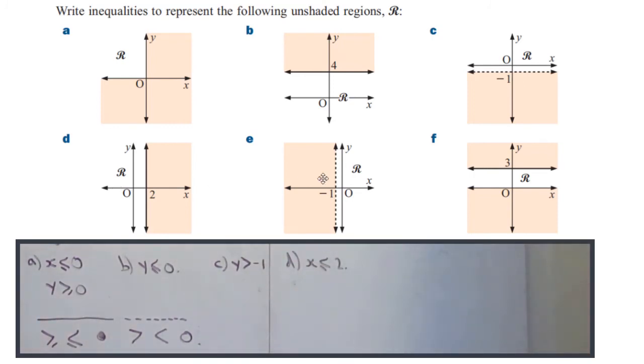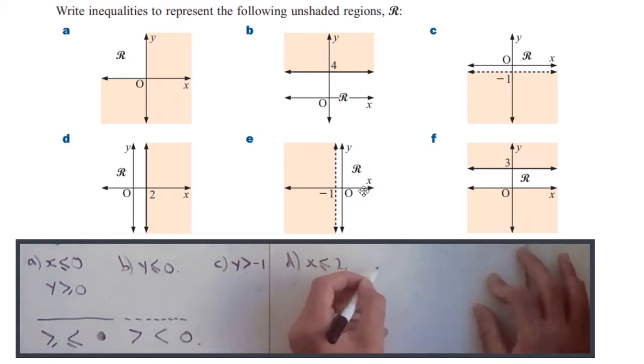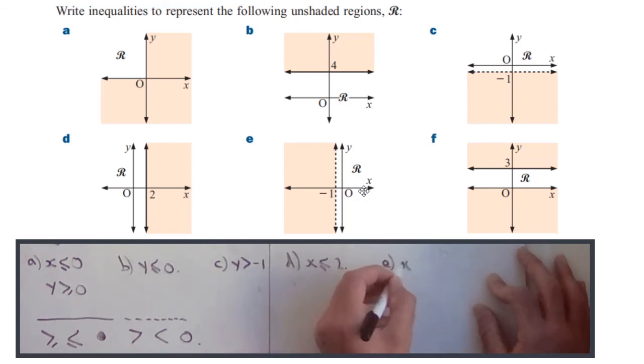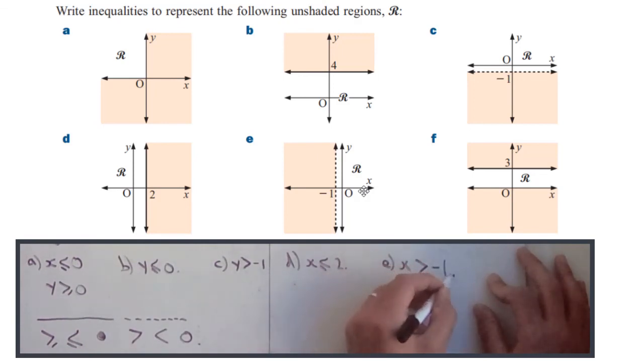Part E, it's very similar. You've got this line x equals -1. It's a dashed line, so on the line is not part of the region. So you need to be on the right side of the line to be in the region. So that means x needs to be greater than -1.